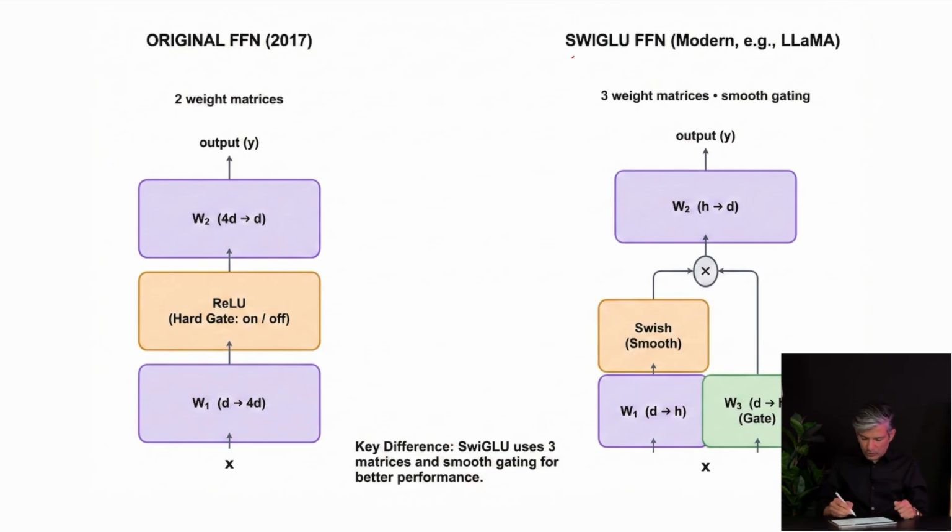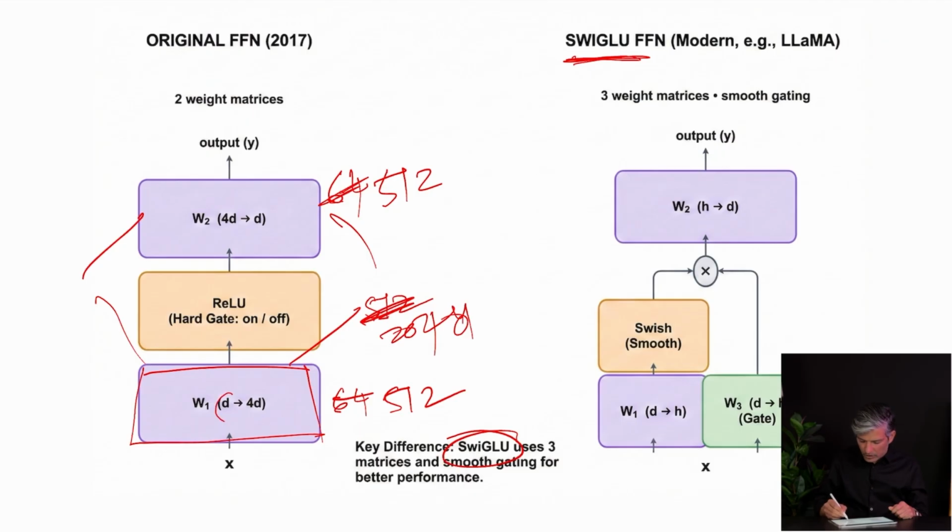However, we now use SwiGLU, and SwiGLU uses these 3 matrices and smooth gating for better performance. Meaning you have your d-dimensional vector, right? So you go from your D to H using this first weight matrix. You multiply your d-dimensional input, so this X has a dimension of, say, D, and then you get your H. Similarly, you apply a different matrix. So this is your W1. You apply a W3 to your X, and you get another H. Let's call it 1 and 2.